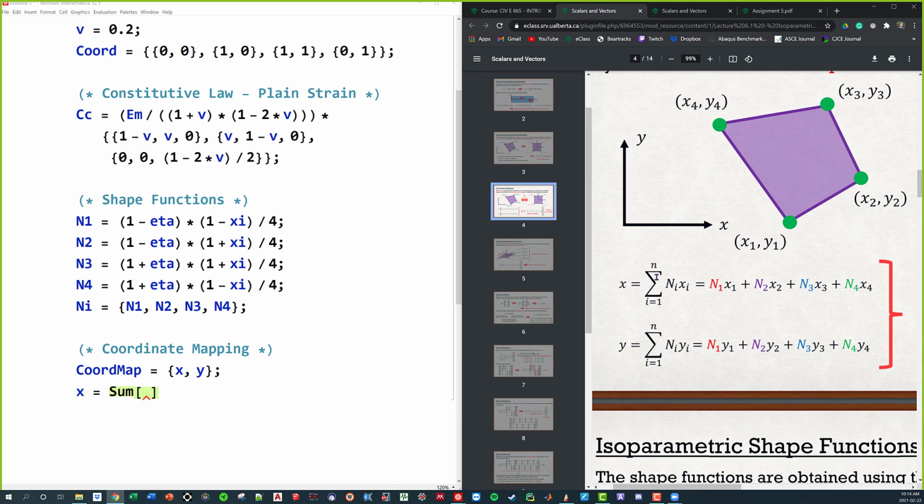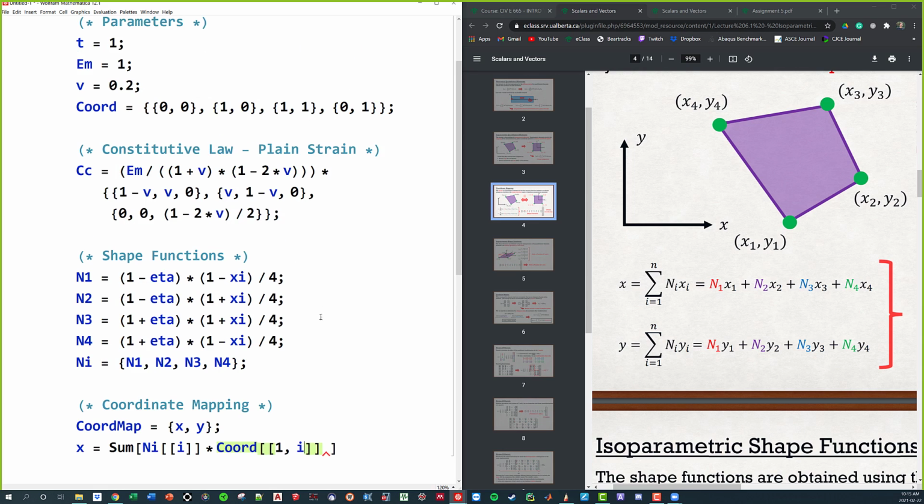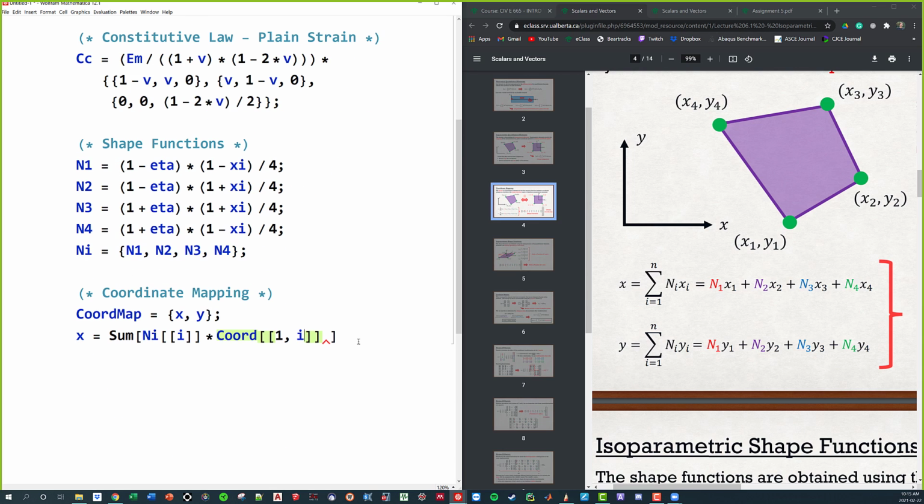And again, we're multiplying our shape function I. So I'm going to go Ni, and we're multiplying that by our x coordinate at I. So we're going to multiply this by our coordinate of x at I. So here's the thing, we're going to go 1 comma I, because remember that, actually, sorry, it should be the other way around. I comma 1.